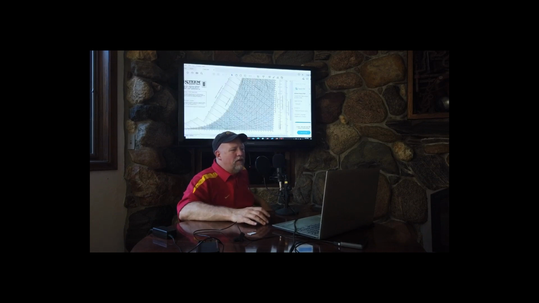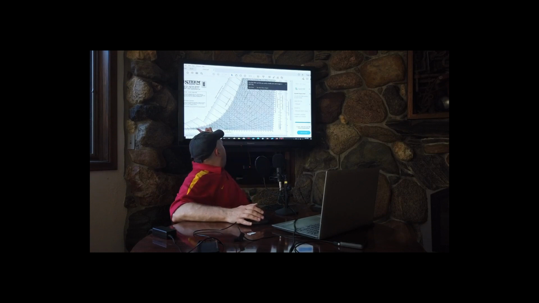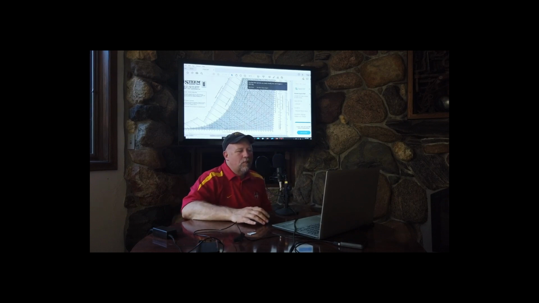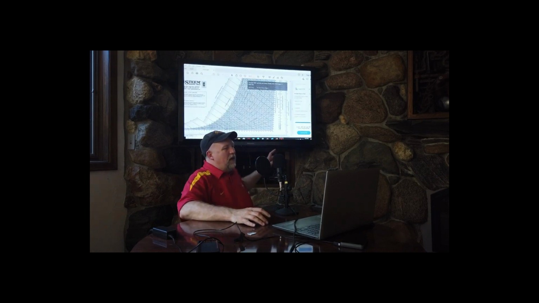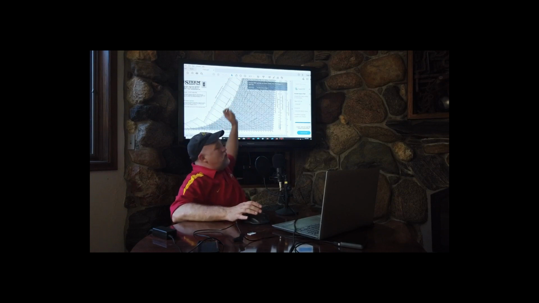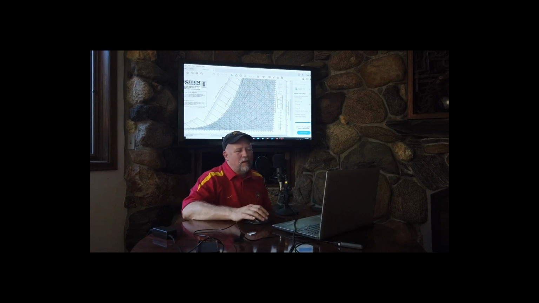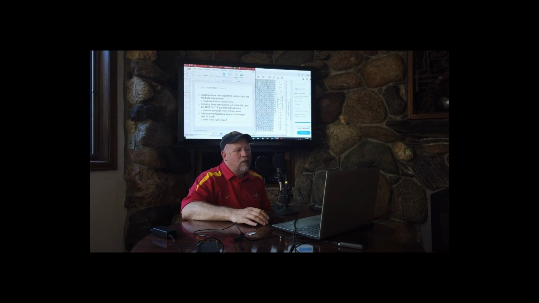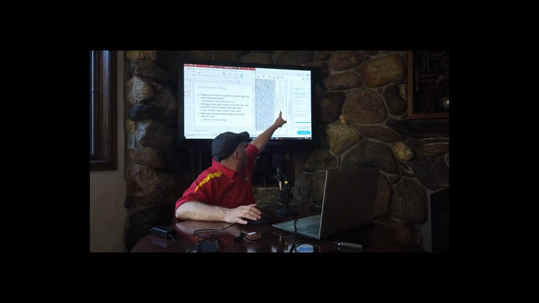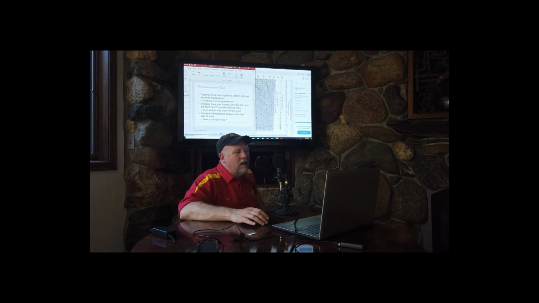Relative humidity are the curved lines. They go from here all the way up here, and you can see 10%, 15, 20, 25 on up. And then obviously this line where everything ends is the saturation curve. That is 100% relative humidity. And then the dew point, also all the way out here to the far right, dew point in degrees Fahrenheit.